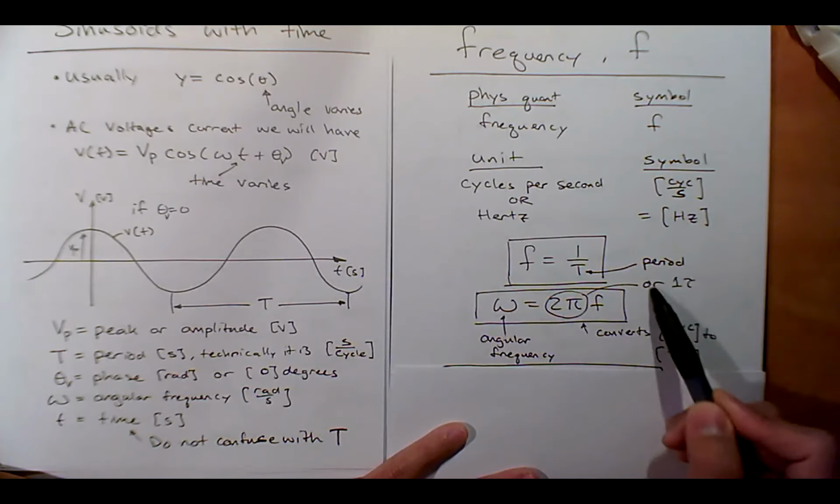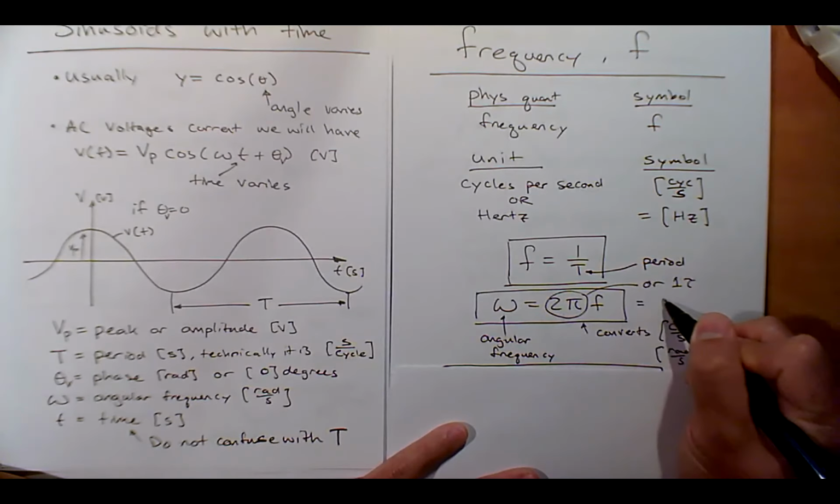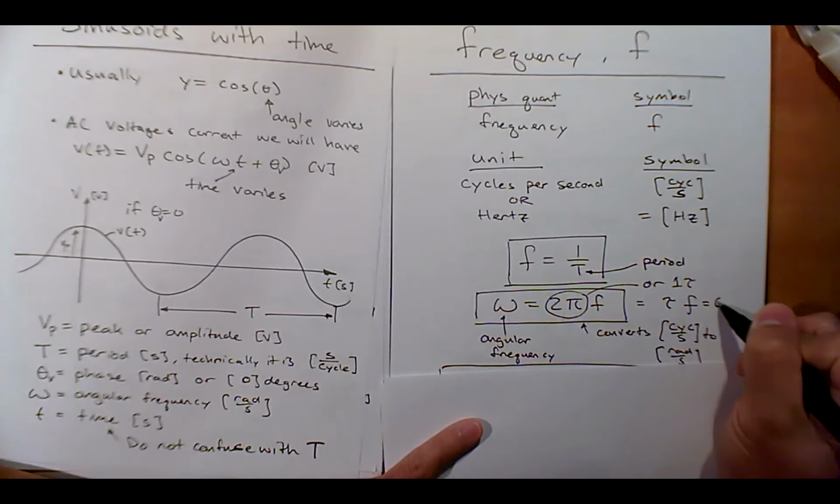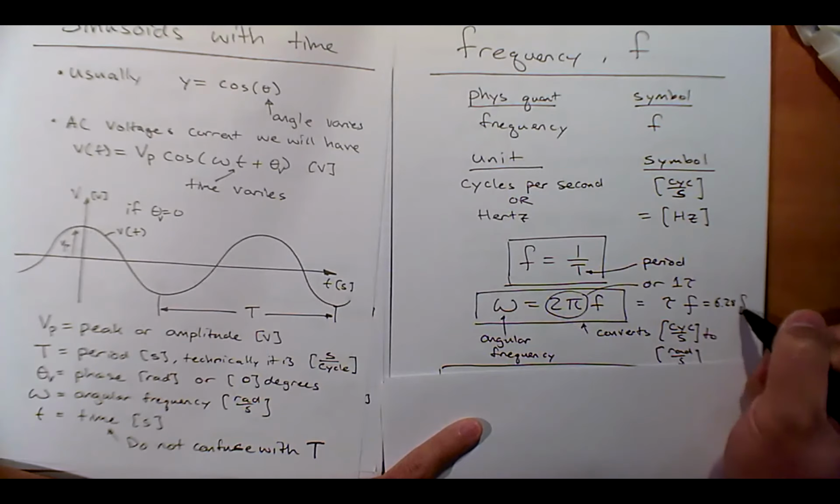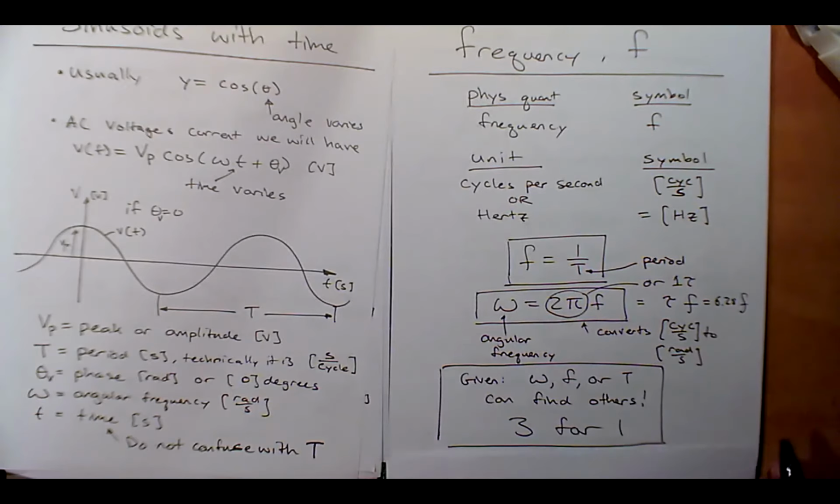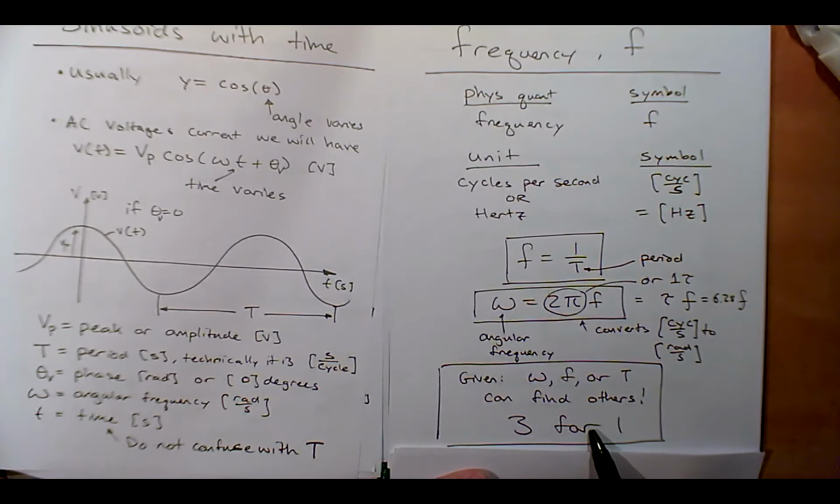Or we could think of it as 1 tau. So technically, yeah, we could say this is tau F, where tau is equal to 6.28. Actually, I can even put it here on my notes, 6.28 F, right? Okay, sneak that in there, right? Okay, so given omega, F, or T, you can find the others. It's a 3-for-1. That's kind of nice, right?